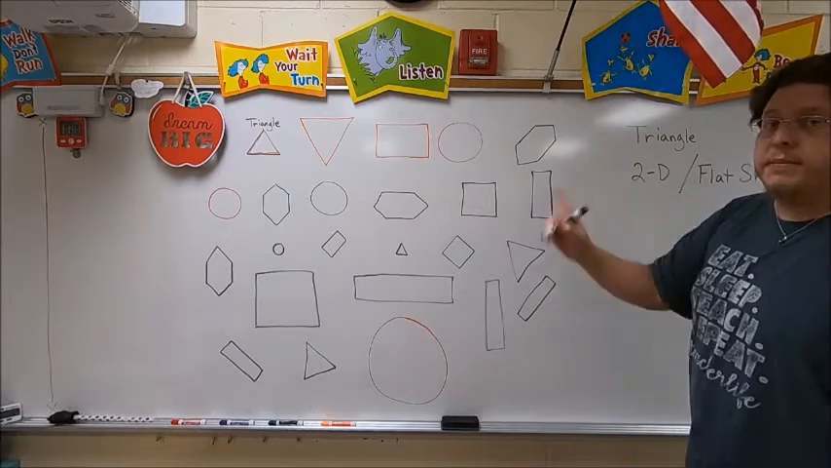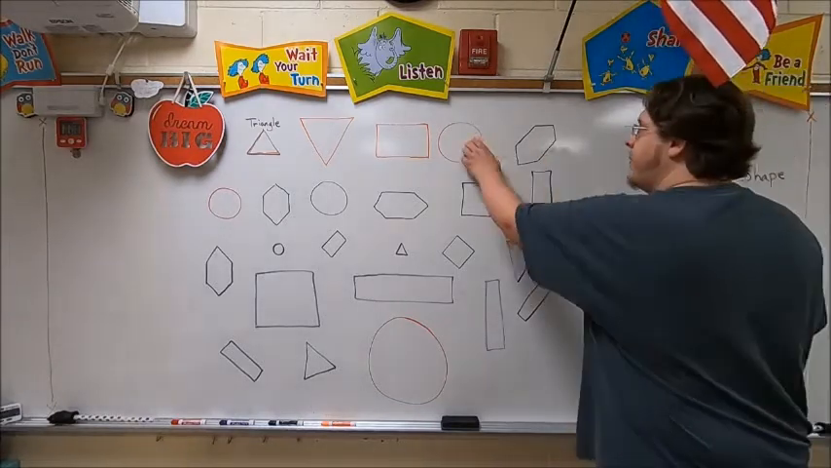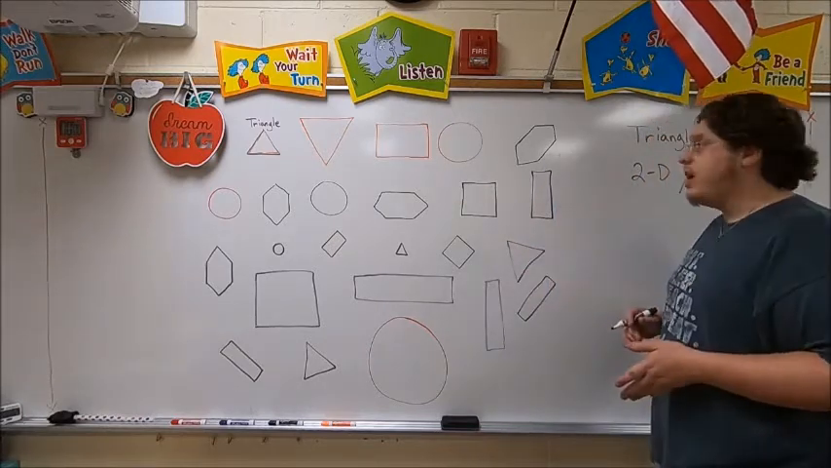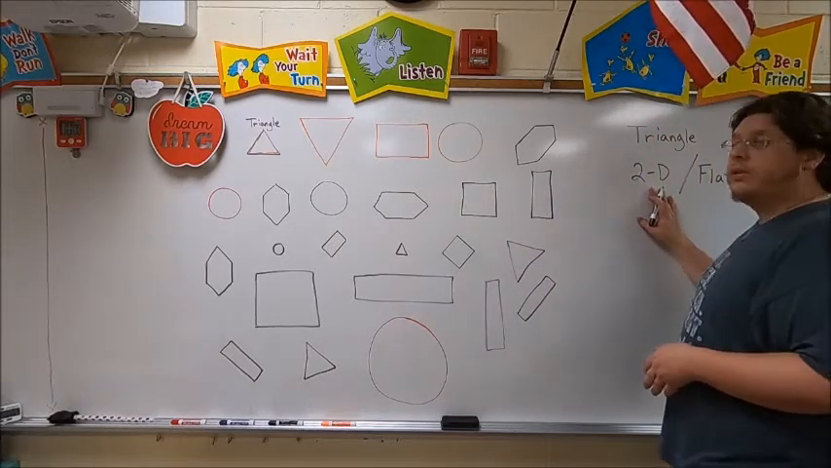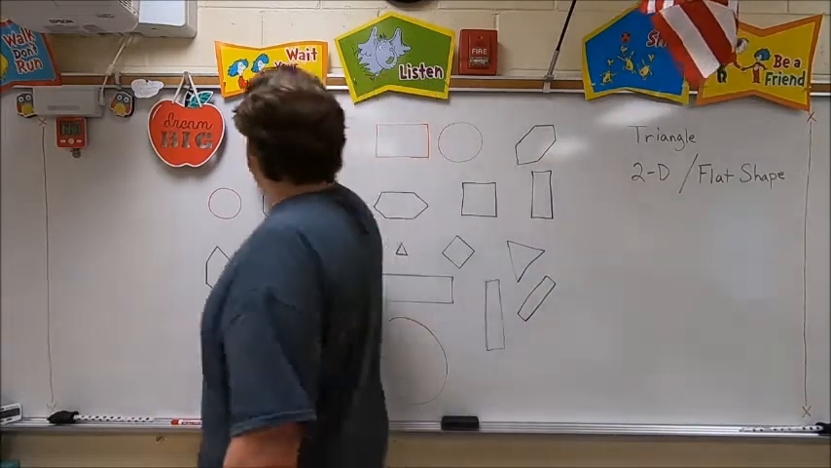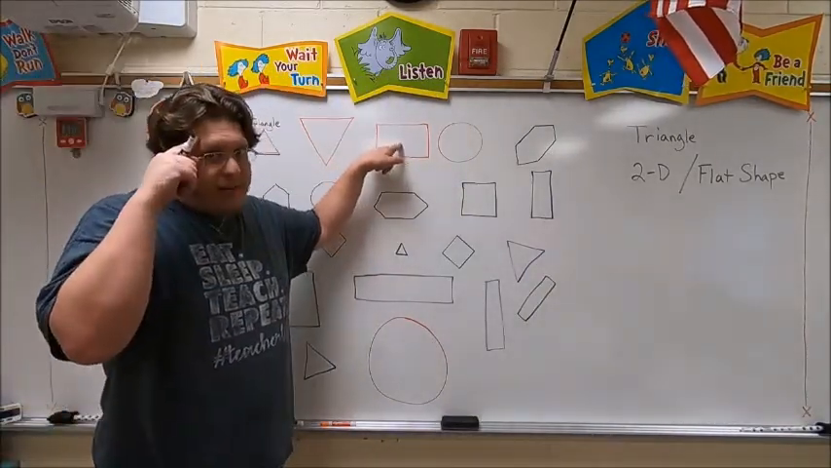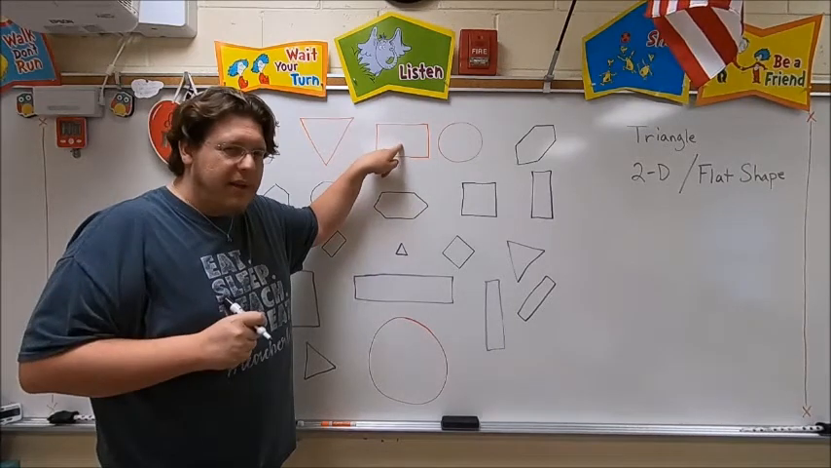So we know that these are going to be flat shapes because we can't pick them up. They are flat and they are closed shapes that are two-dimensional. All right? So we have our triangle. Does anybody know what this one is called? Think about it for a second. Do you know what it's called?